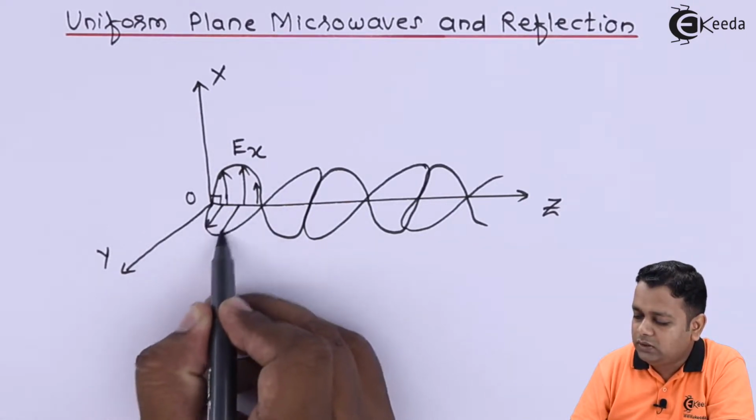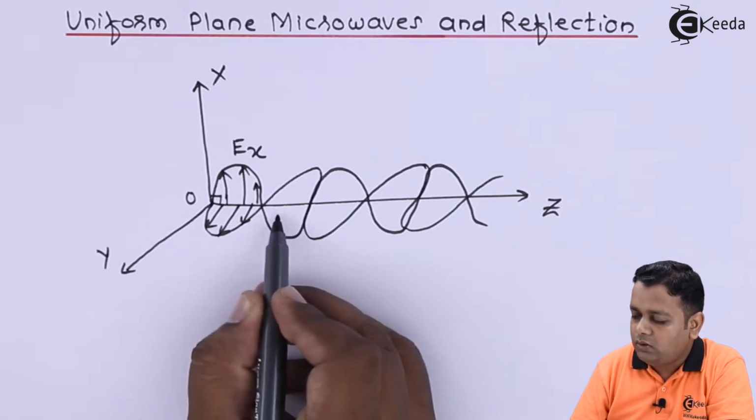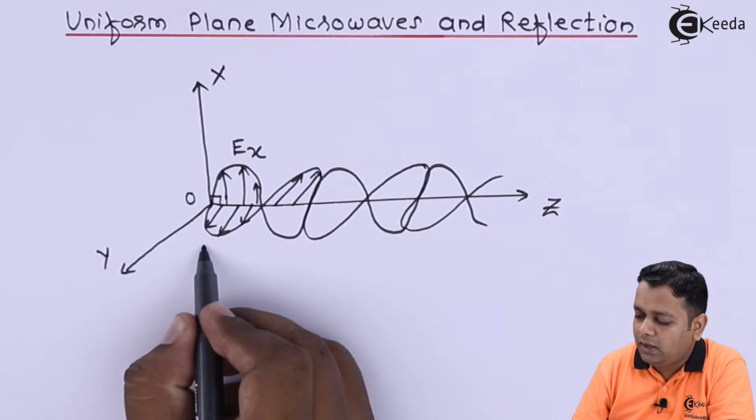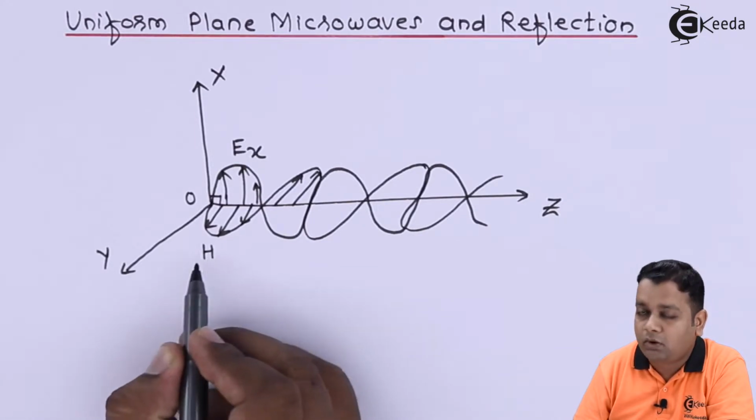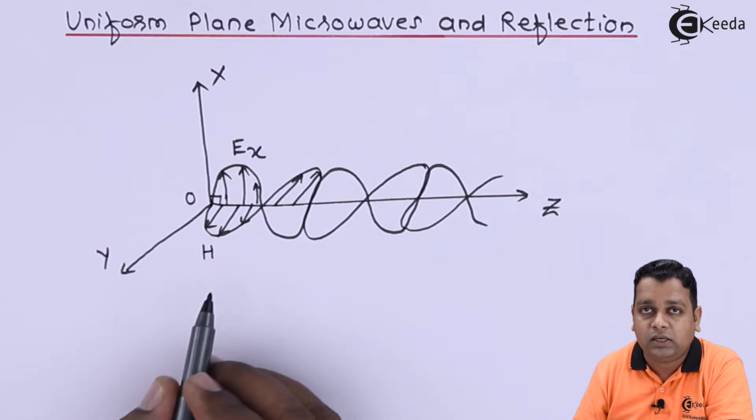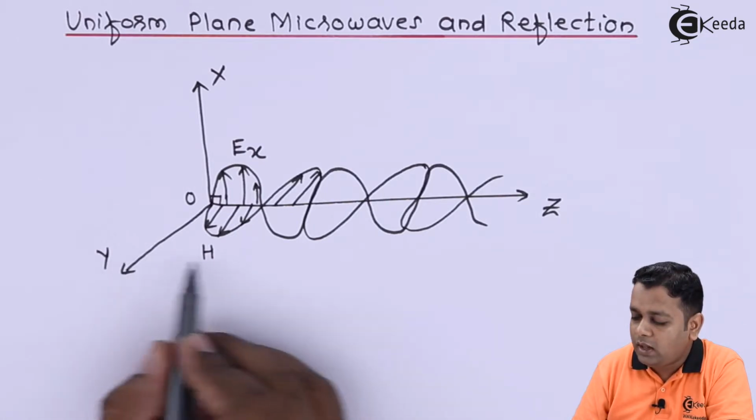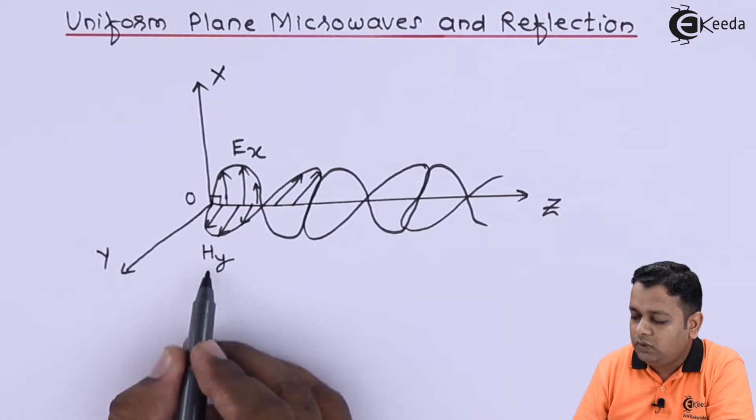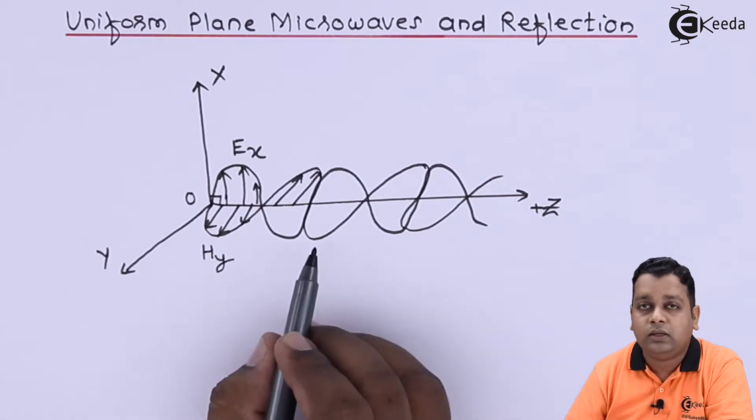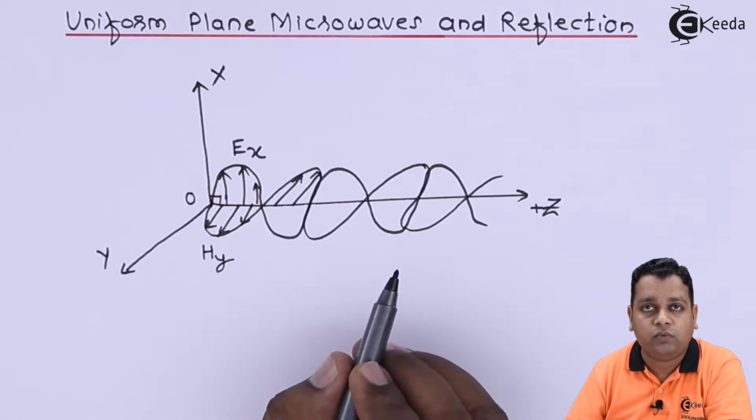Similarly, these arrows indicate the vector nature of the magnetic wave here. For the magnetic wave, we represent it with its magnetic field intensity, so it is the H vector, and here along y we have the Hy component. So z, the positive z, is the direction of propagation of the wave.